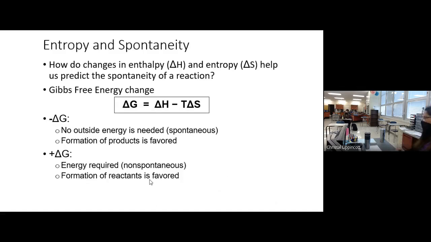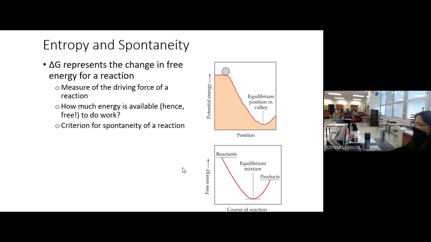And we're going to talk about that in terms of electroplating when we get to the end of this unit, because there are ways that can happen. You just have to put extra energy in to make it work. All right, so entropy and spontaneity: again, delta G is going to represent the change in that free energy for a reaction. It's the driving force, and how much energy is available to do work versus getting lost in that molecular disorder.